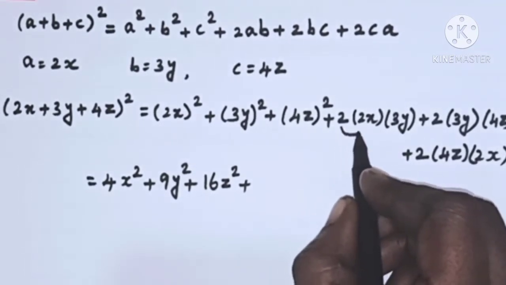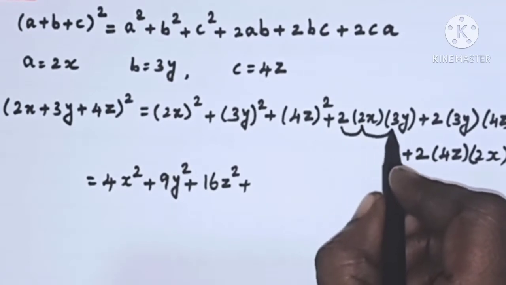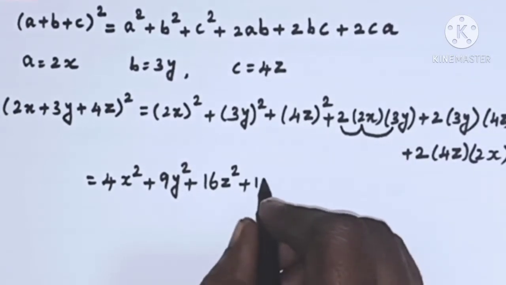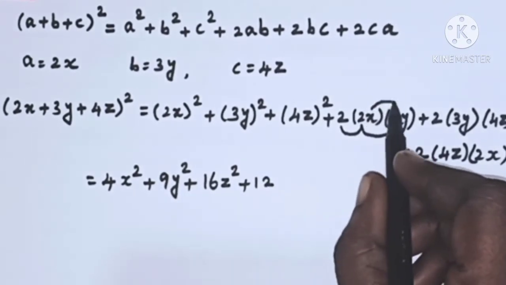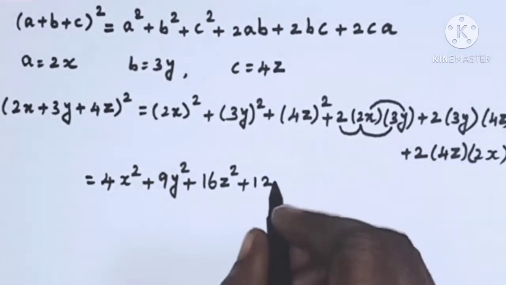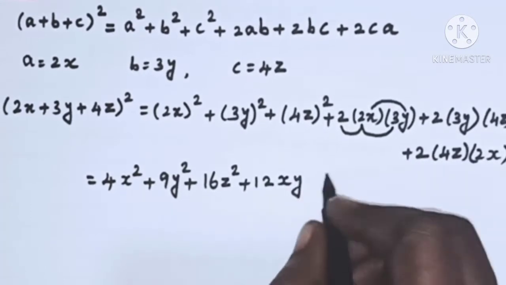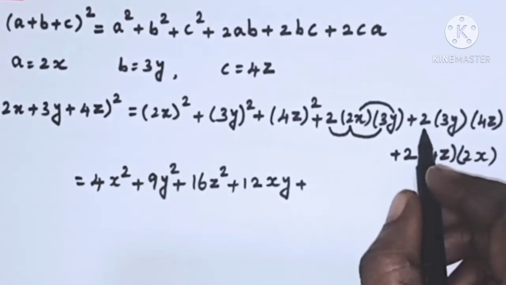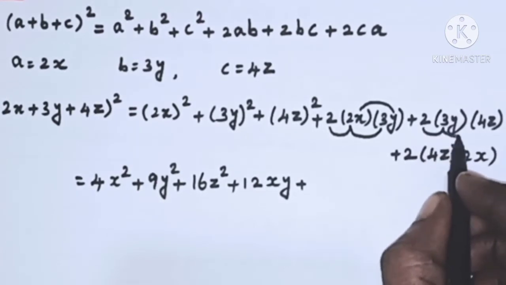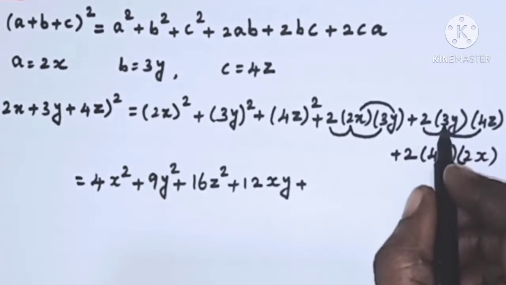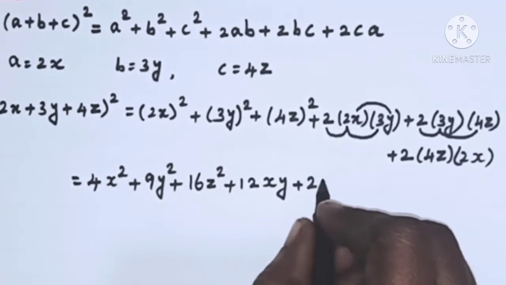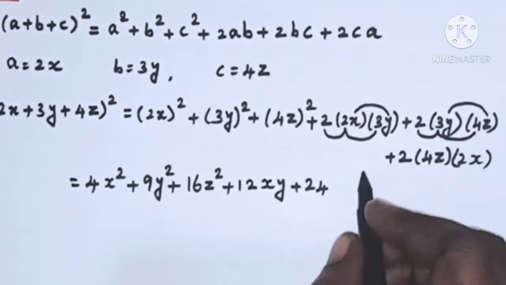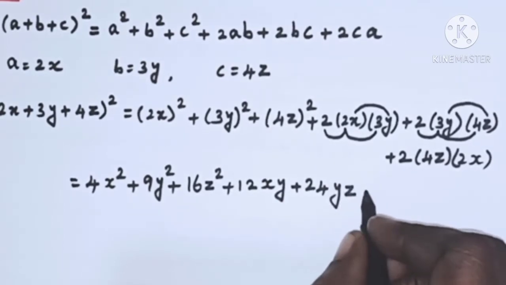Plus, multiply these three numbers. We have 2 2s are 4, 4 3s are 12. So multiplying these two variables, we have x into y is xy, 12xy plus, here in this term first we have to multiply the constant. So 2 into 3 into 4. 2 3s are 6, 6 4s are 24, and then multiply the variables. Y into Z is YZ.